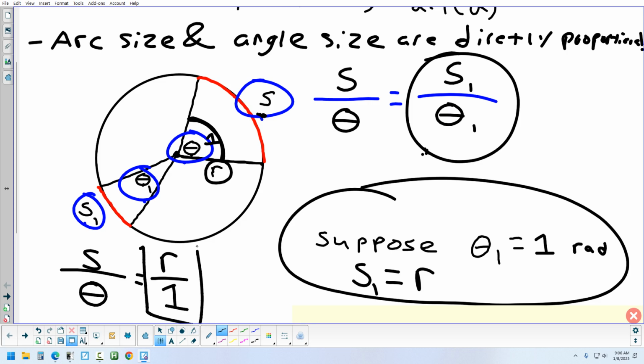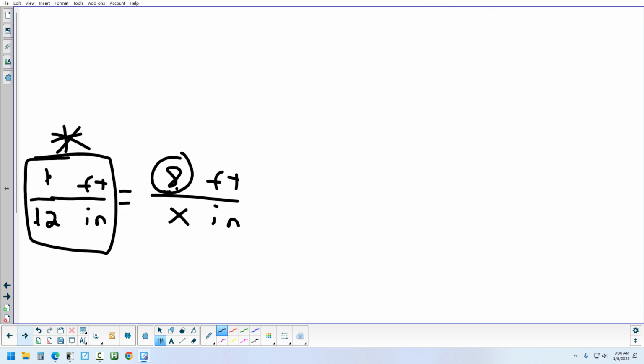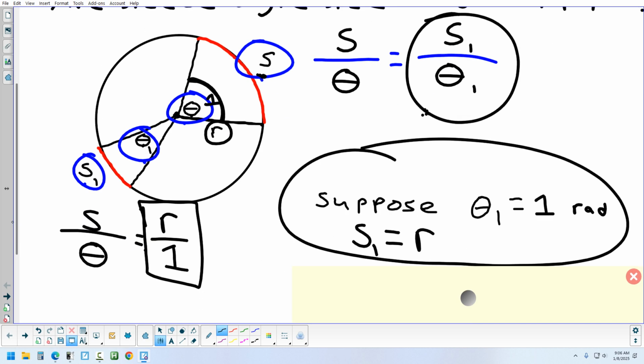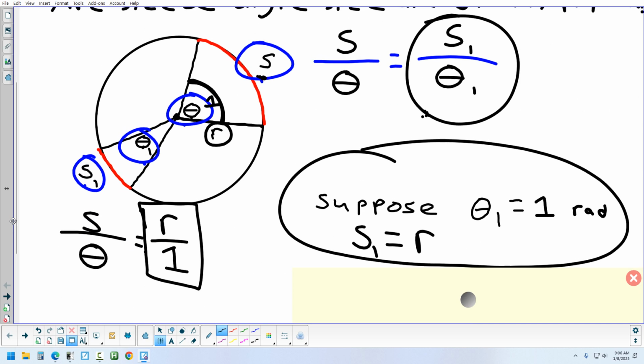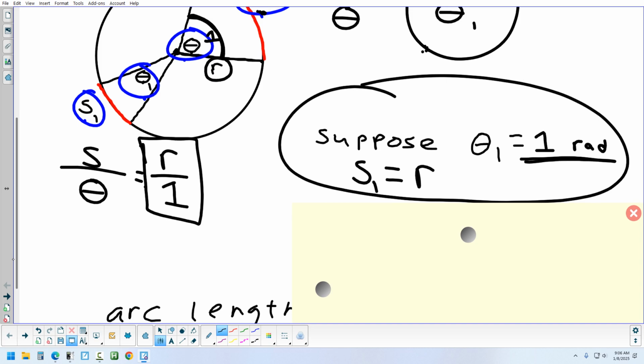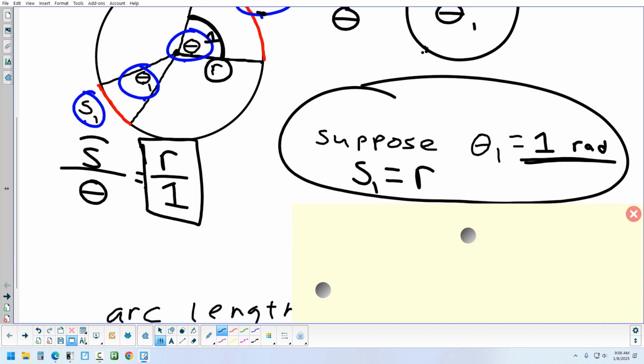So again, that is my 1 foot equals 12 inches. That's my true fact based on some definition. Just like this. Why is 1 foot equal to 12 inches? It's a definition. Why is the arc equal to the radius? It's a definition, as long as you have an angle of 1 radian. It's a definition. All right, so now let's cross multiply and solve it.